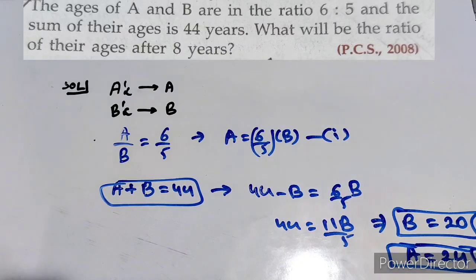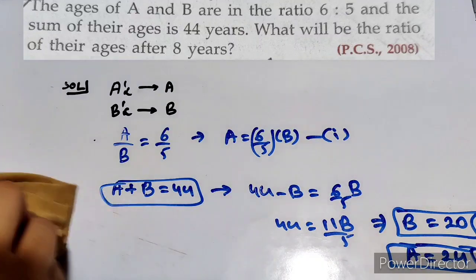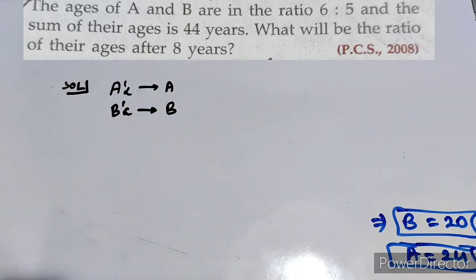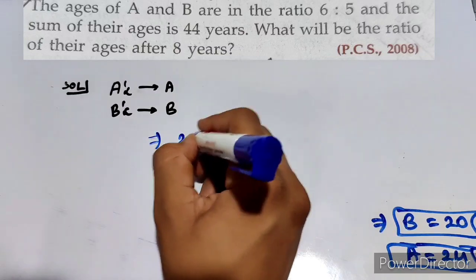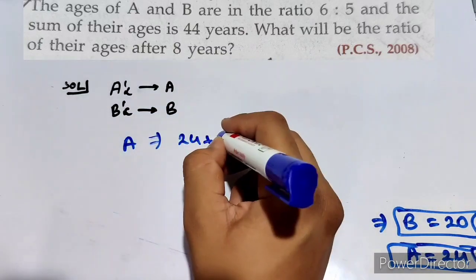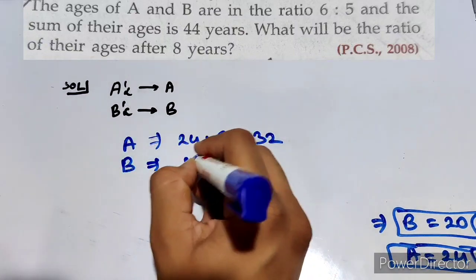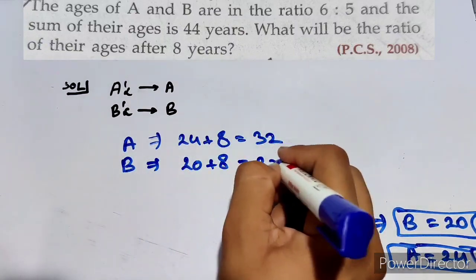Now see what we are asked. We are asked what is the ratio of their ages after 8 years. So I will erase some part of it. So after 8 years, what will be A's age? It will be 24. 24 plus 8, 32. And B's age will be 20 plus 8, 28.